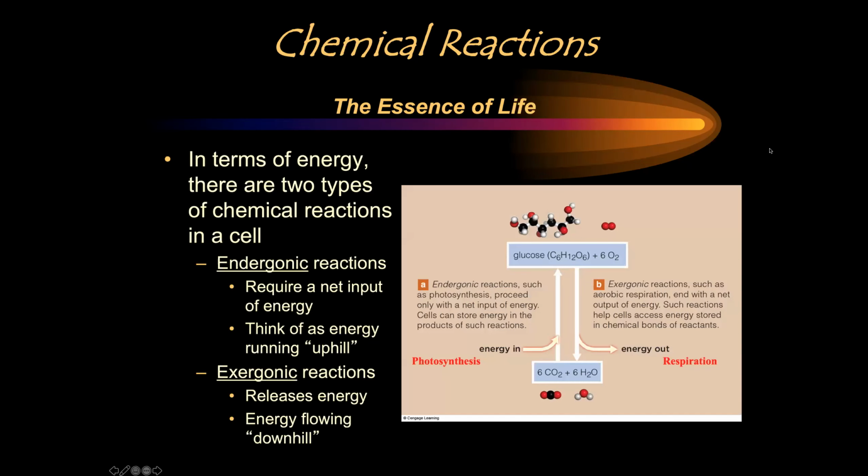So the essence of life, again, we're coming back to a brief mention of photosynthesis and respiration, but this is how energy works in living systems. So there are two types of chemical reactions, endergonic and exergonic. Endergonic require energy input. Exergonic release energy. So you see that in photosynthesis and respiration. In photosynthesis, energy comes in. Where does it come from? It comes from the sun.